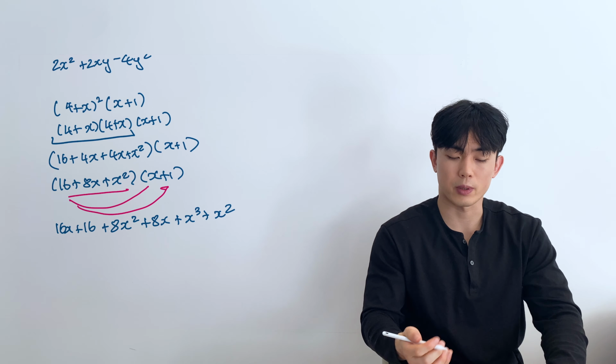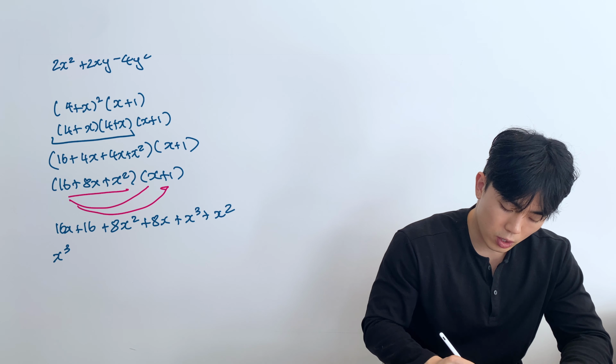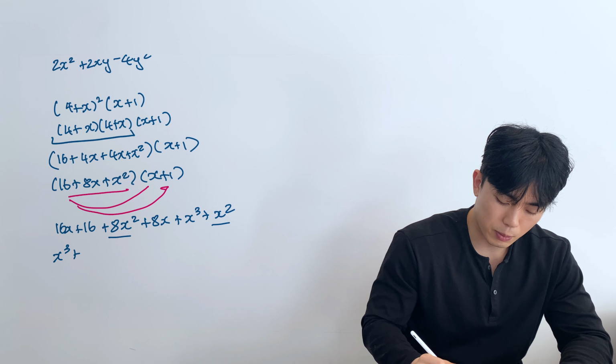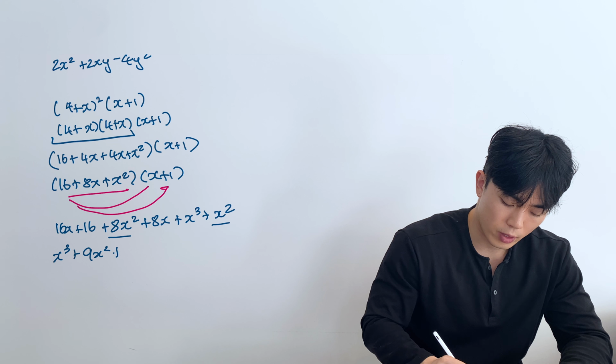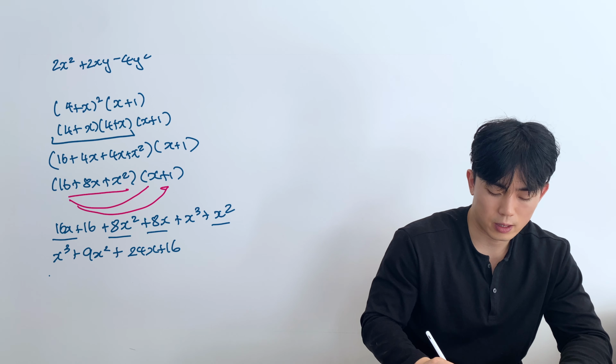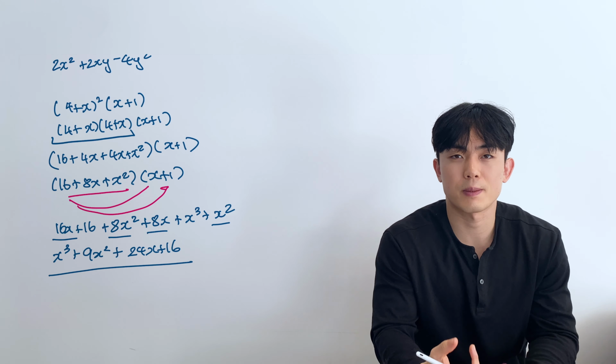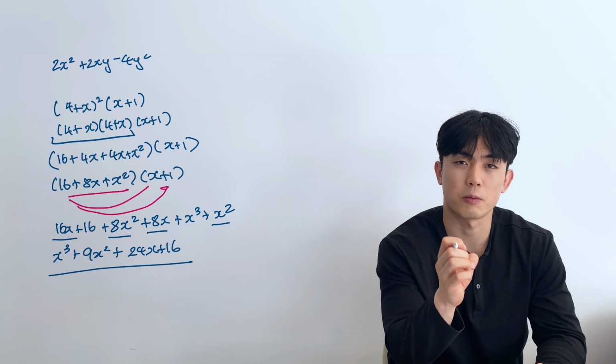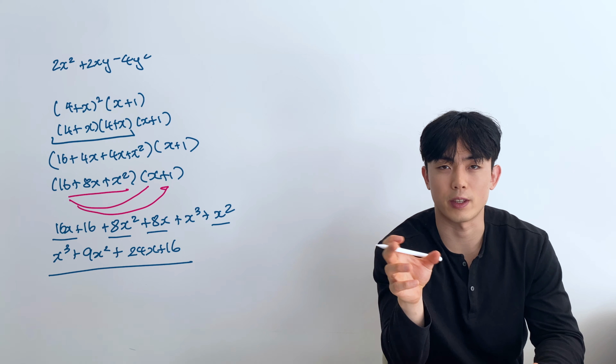And then finally we can simplify a bit. So we have x cubed, we have 8x squared plus 1x squared, so 9x squared, plus 16x plus 8x, so 24x plus 16 like this. Okay, so expanding brackets isn't too difficult. Just make sure you multiply each term in the bracket to each term in the other bracket as well.